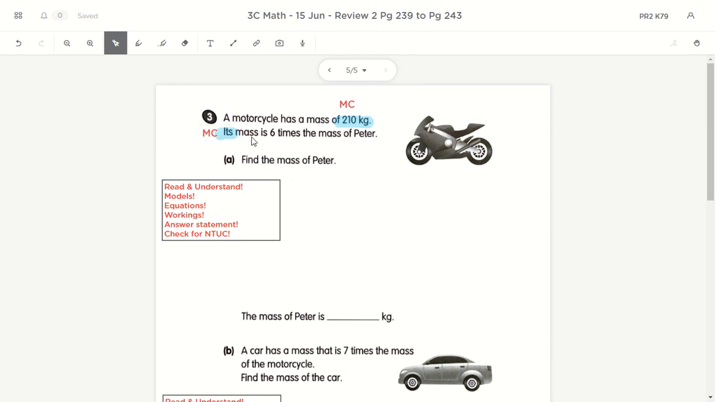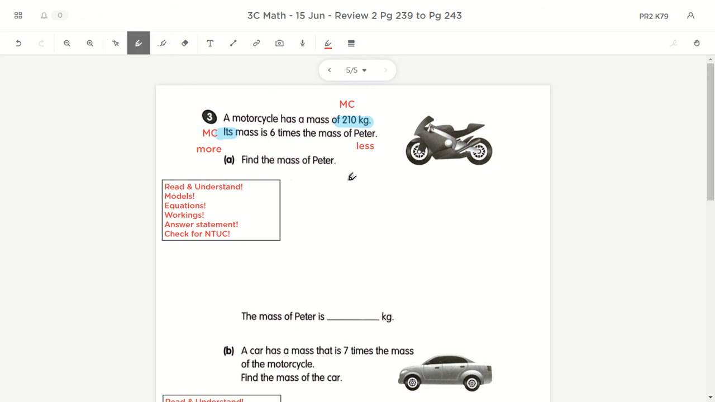So motorcycle mass is 6 times the mass of Peter. So over here, ask yourself who has more, who has less. Motorcycle is 6 times the mass of Peter, so motorcycle must be more, while Peter must be less. Okay, so they want to find the mass of Peter. So now let's start drawing.